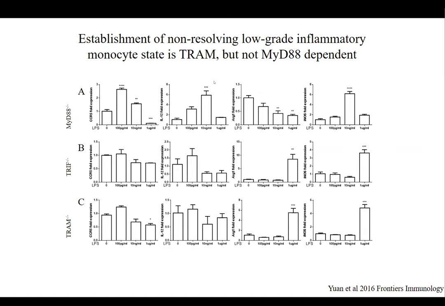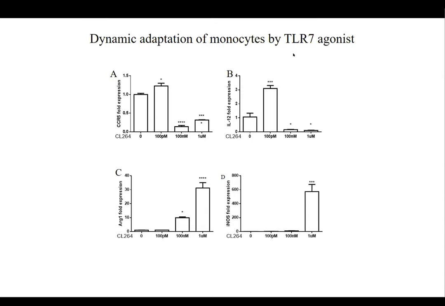And then this is also generally applicable to other agonists as well. Not only with TLR4 agonist, we also tried TLR7 agonist. We see similar adaptation. Again, if we stimulate the murine monocyte cells for 5 days, if we challenge with a very low dose TLR7 agonist, we drive a priming state. If we increase the dosages of TLR7 agonist, we drive a tolerance state.